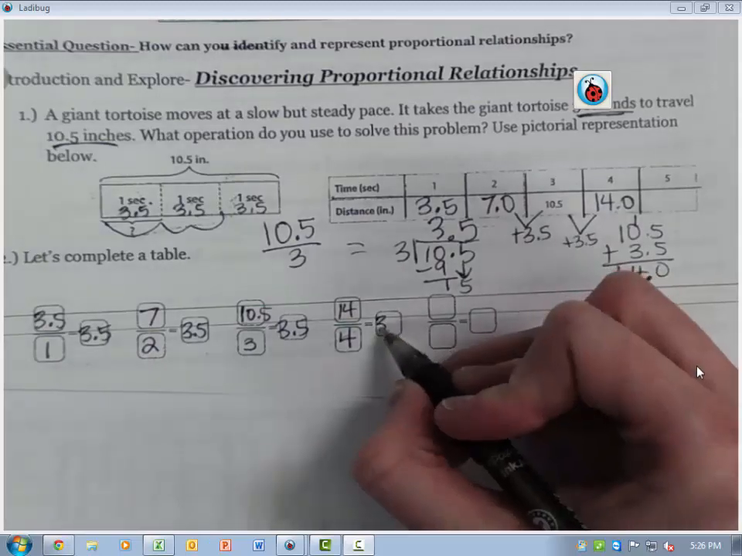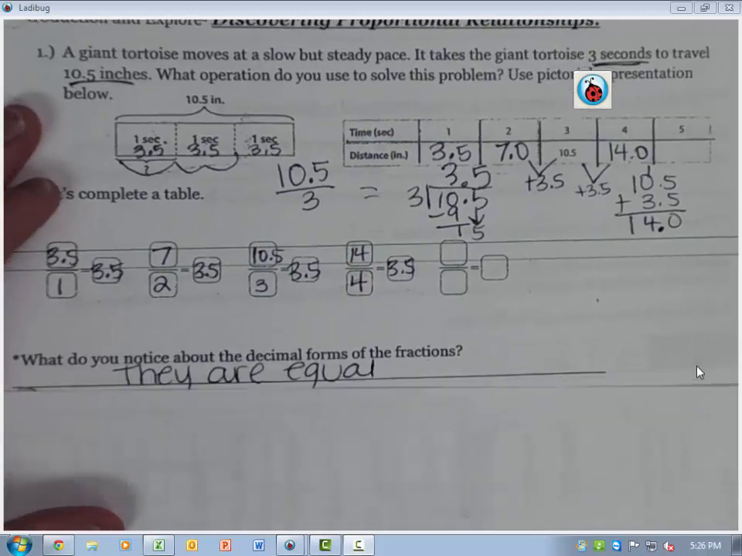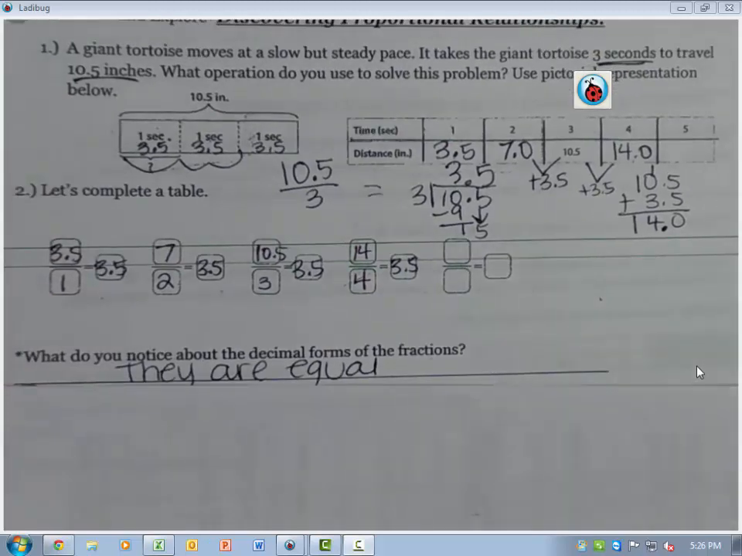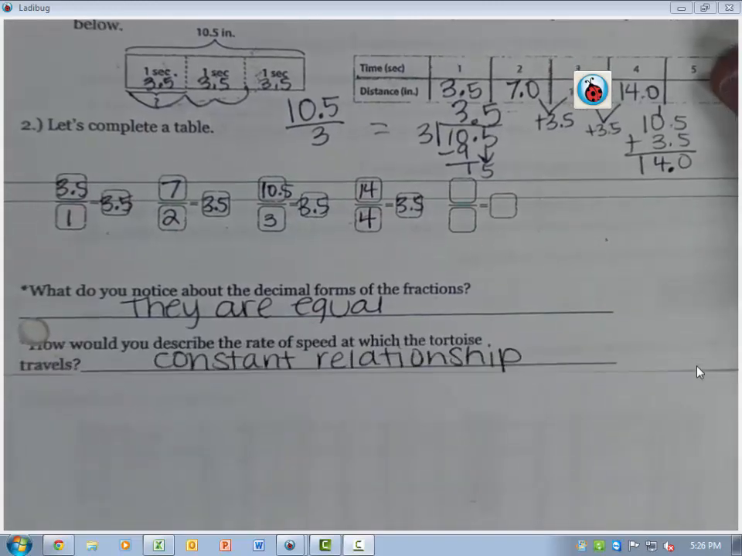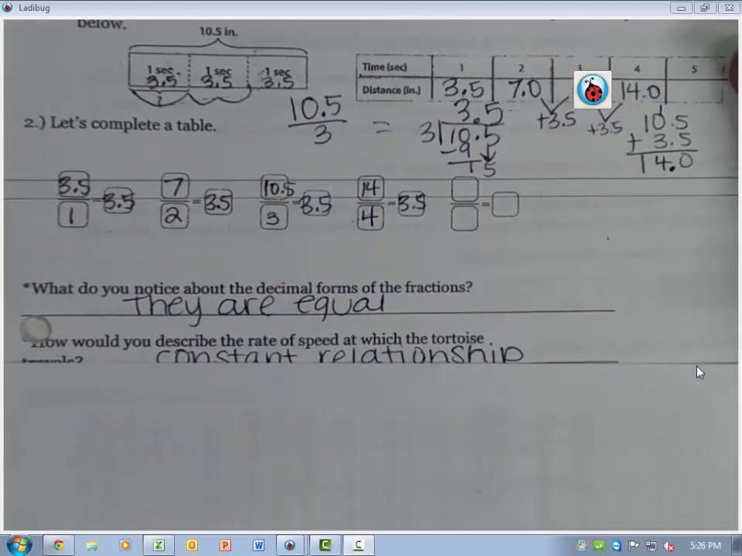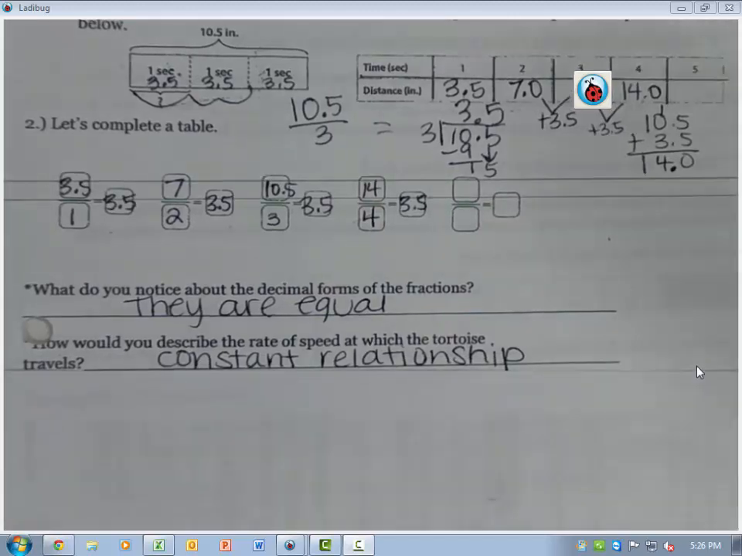So what do you notice about what happens when we start dividing seconds, or inches per second, or inches for every second? Very good. We notice that they are all equal. The decimal form of those are all equal. Okay, the next thing, how would you describe the rate of speed at which the tortoise travels? I would say it's the same. So constant means that we're at a constant rate of speed. So that means we are at the same speed.